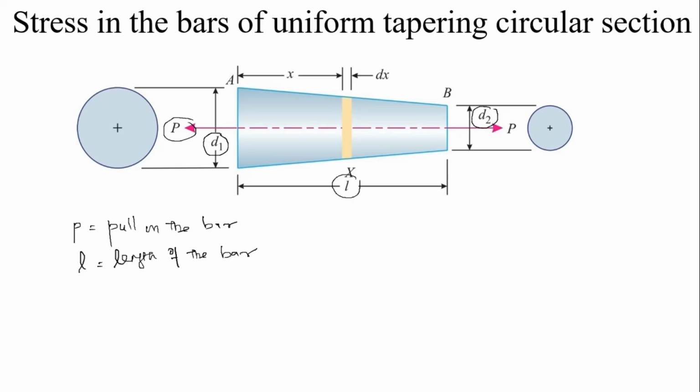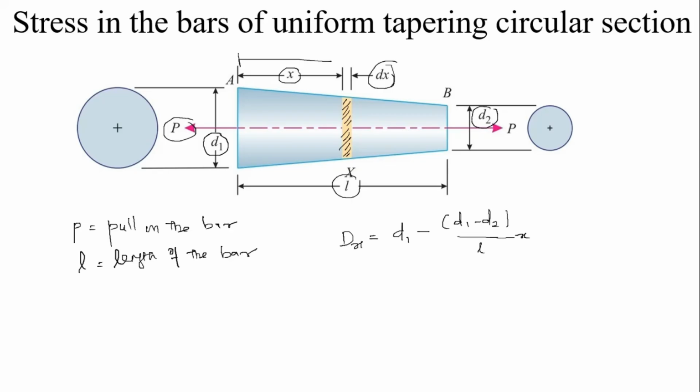Now consider the small element of length dx of the bar at a distance of x from the bigger end. So, now let us consider this section, it is a small element. The length of the small element is called dx. So, now we have to find the diameter of this section. So, dx is equal to d1, the bigger diameter, minus (d1 minus d2) divided by L into x.